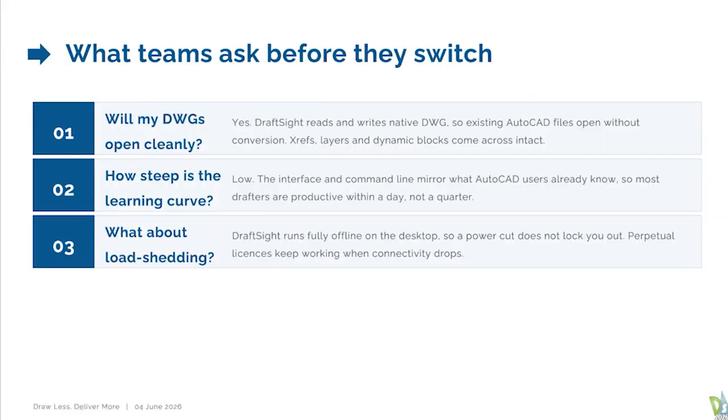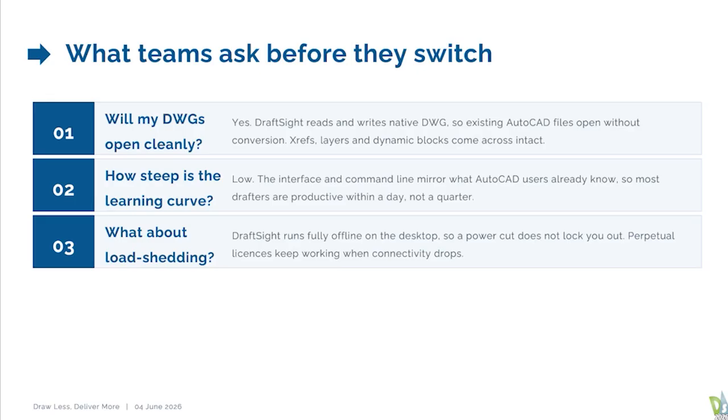And then, what do teams ask before they switch? If you're an AutoCAD user, currently using AutoCAD or any 2D CAD software, and you're trying to figure out what DraftSight is, these are some of the questions one would ask. Will my drawings open cleanly? Yes, DraftSight reads and writes native drawings, so existing AutoCAD files open without conversion. X-references, which exist inside another CAD package, pull through automatically inside DraftSight.